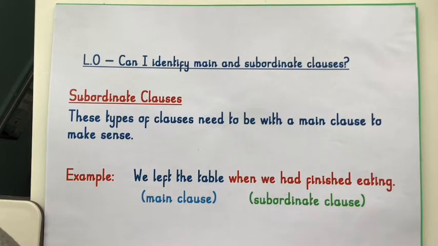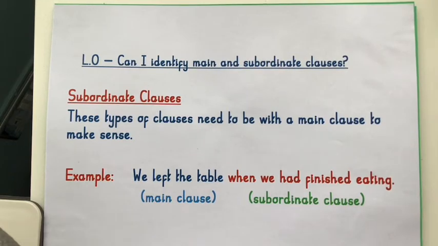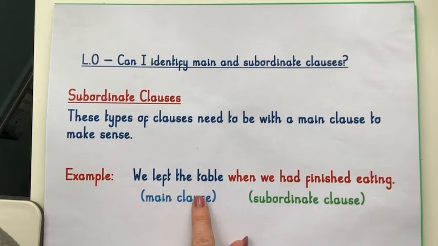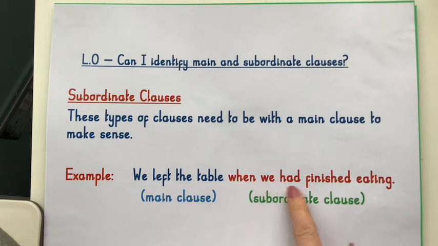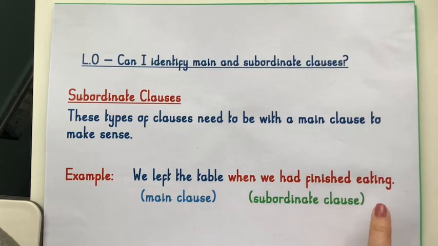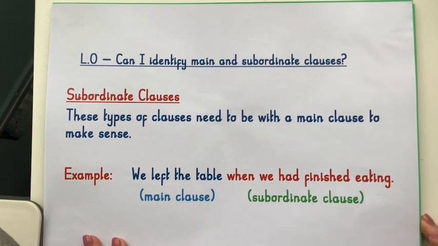Now, subordinate clauses are types of clauses that need to be with a main clause so that they make sense, because on their own they don't. So, for example, we left the table, which is the main clause in this sentence. We could use we left the table on its own and it would make sense. The subordinate clause is when we had finished eating. So the subordinate clause adds more information to the main clause.